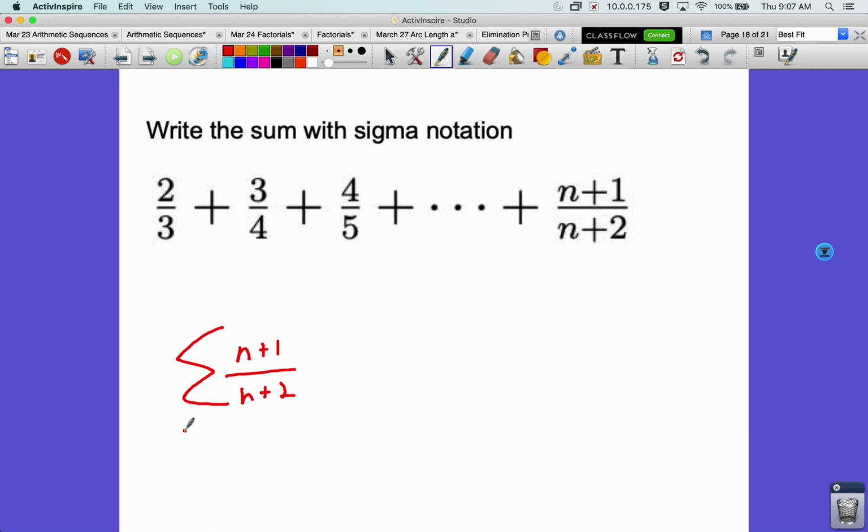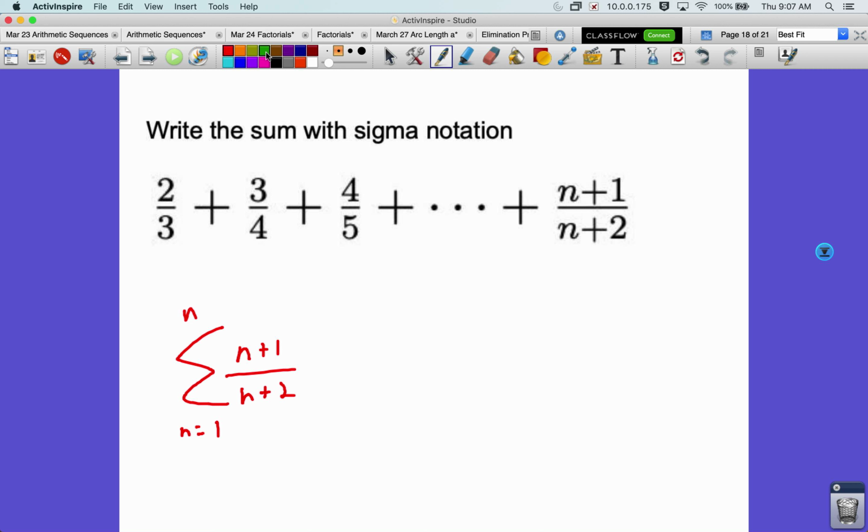So what number do I have to start n at, so that I get a 3 here and a 2 here first? I have to start n at 1 because 1 plus 2 is 3, 1 plus 1 is 2. All right, and then I'm going to go up to n.